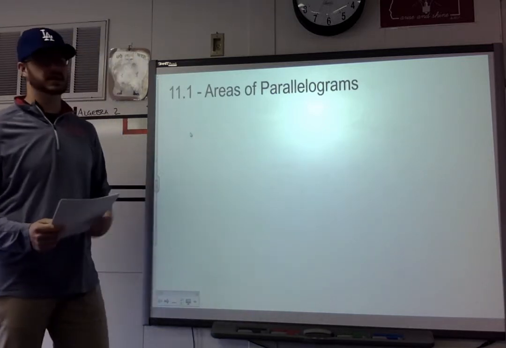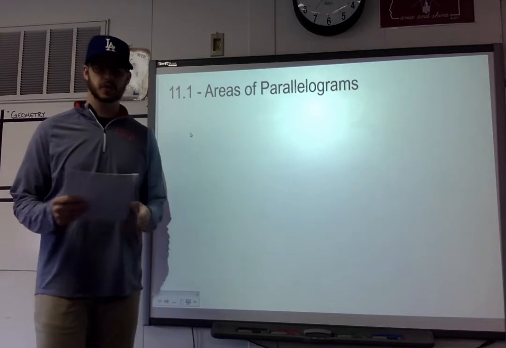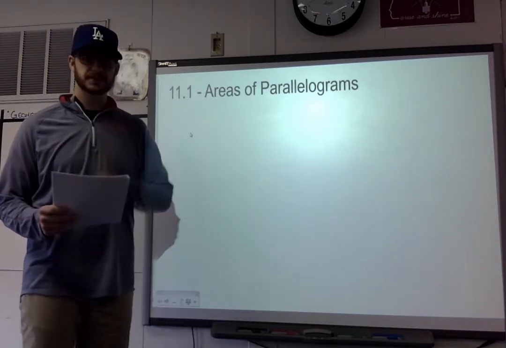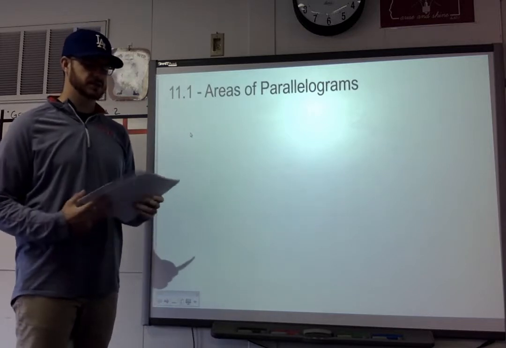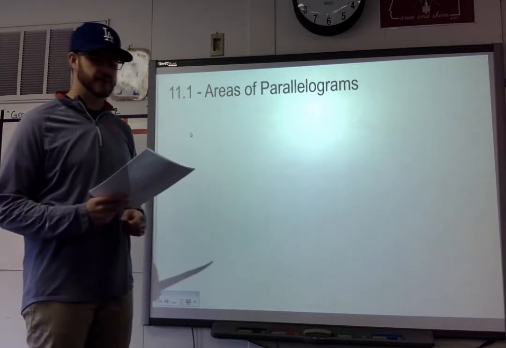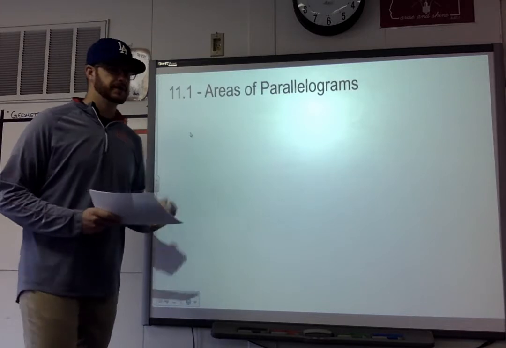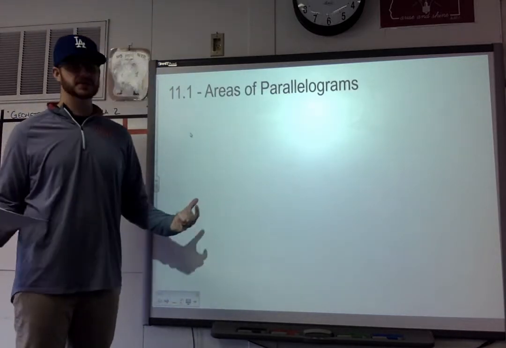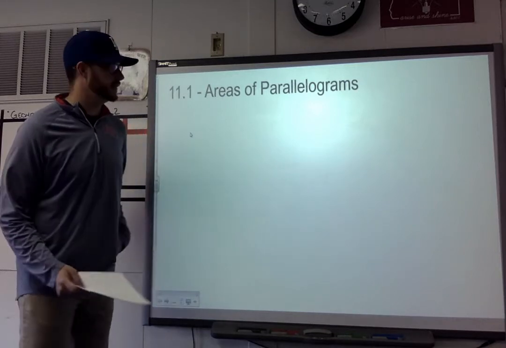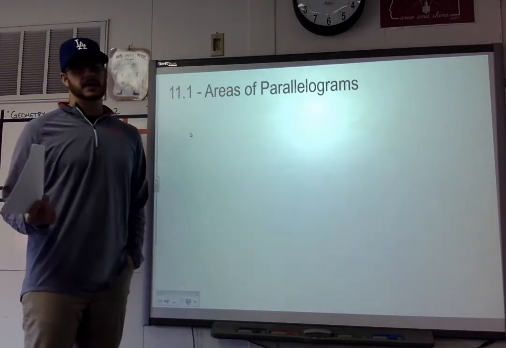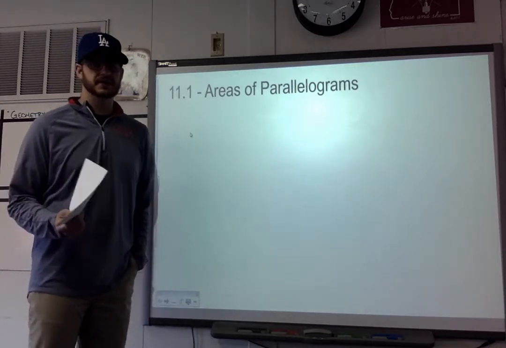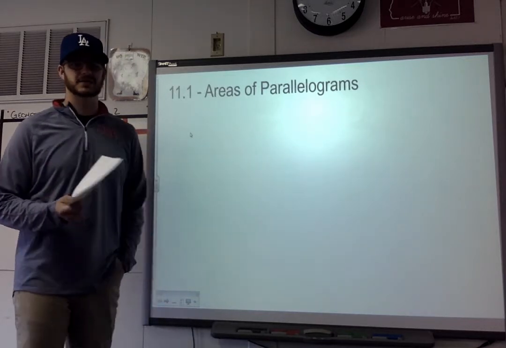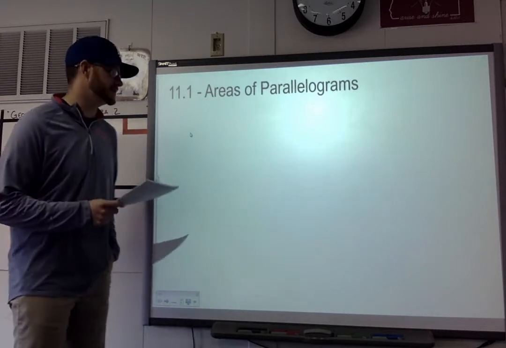So today we're going to be doing 11.1 and 11.2. 11.1 is areas of parallelograms, and the second lesson is going to be working with triangles, trapezoids, and rhombi. So first of all, areas of parallelograms. As we know, we worked earlier in the year with parallelograms. It's a shape that has four sides, it's always a quadrilateral, and it has two sets of parallel sides.